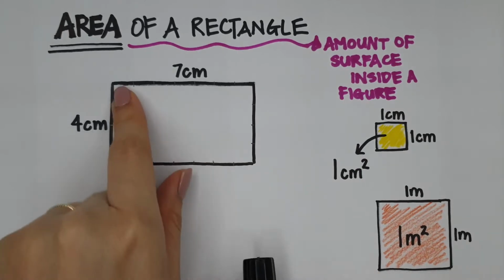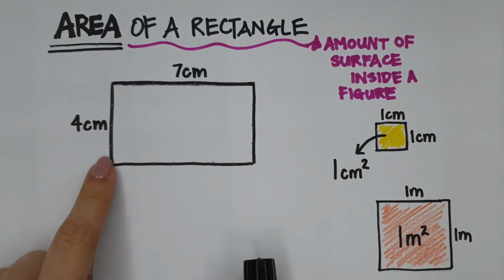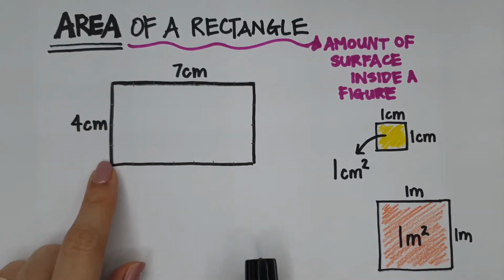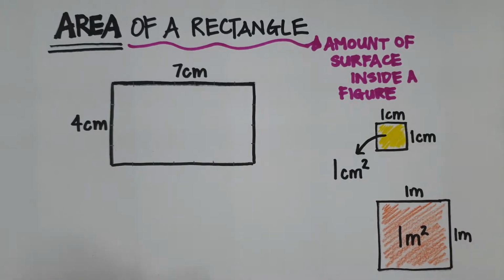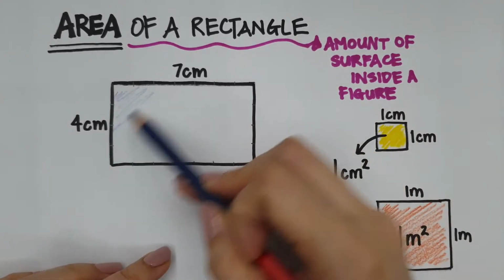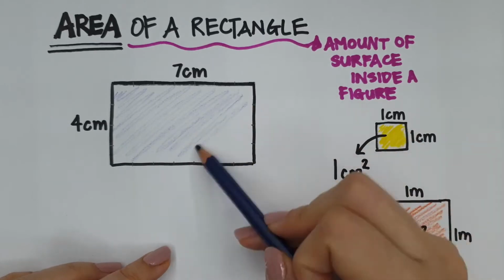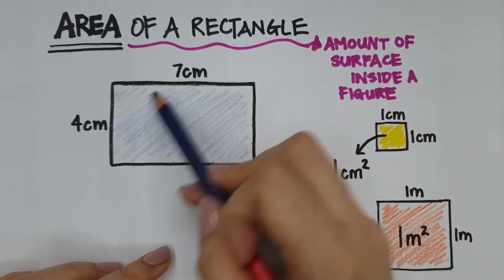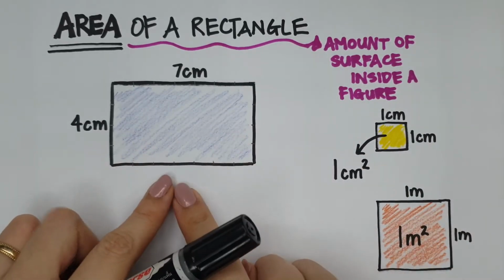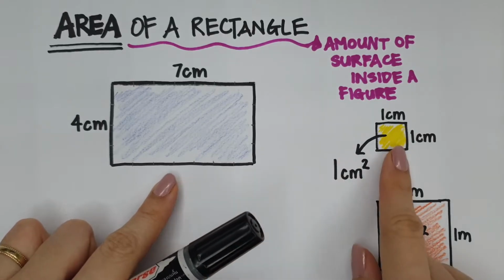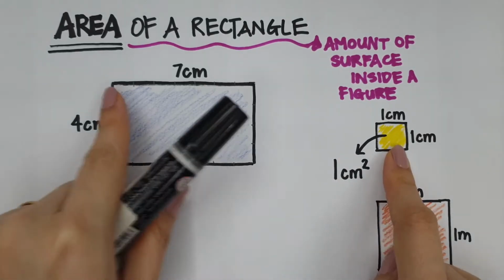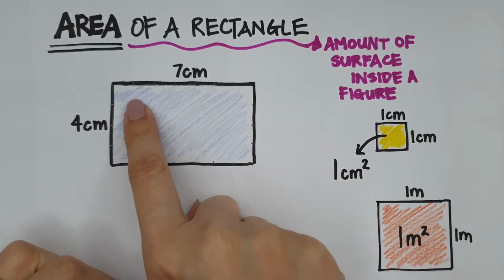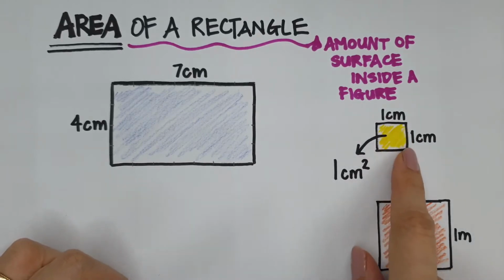If I have a rectangle that is 7 centimeters by 4 centimeters, this is called the dimension, 7 by 4 centimeters. What is the total area inside this whole rectangle? And that's what I'm going to shade. Remember, area is the amount of surface inside a rectangle. Because we are measuring area and area is measured with square units, I'm going to try to draw squares. If this is centimeters, I'm going to imagine boxes that are 1 centimeter by 1 centimeter.